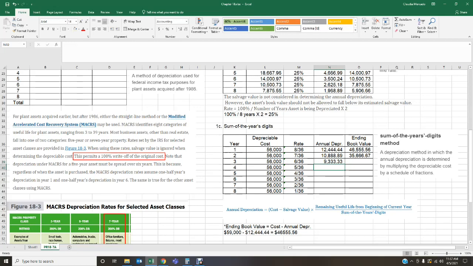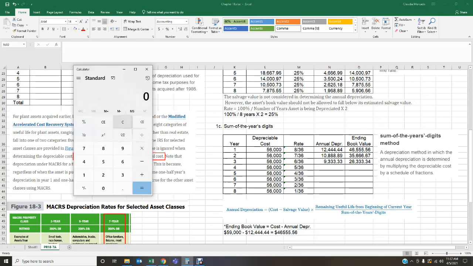That gives me 9,333.33. I'm going to get my ending book value, which is your 35,666.67 minus your 9,333.33. And that gives me 26,333.34. Okay? So to calculate year 4, my annual depreciation is going to be the 56,000 times 5 over 36.